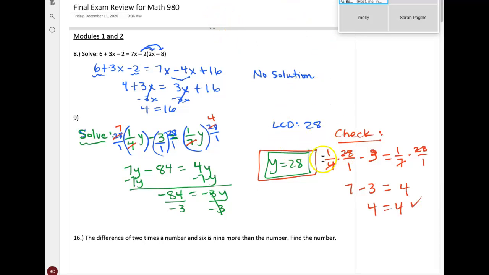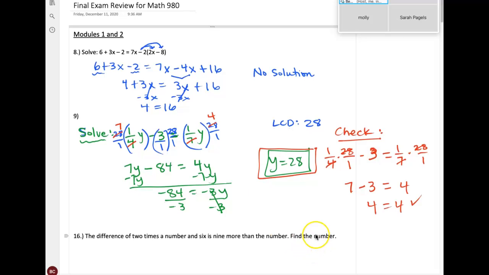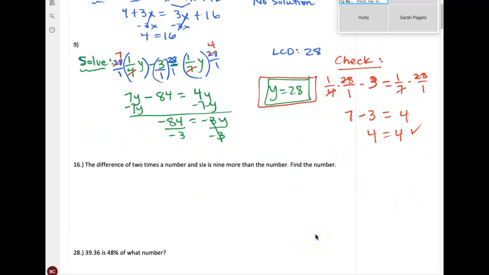Okay. So I won't do checks on all of these ones that we're looking at, but I want to make sure that you remember to do these checks, because it definitely can be really beneficial on the final to check your answers.